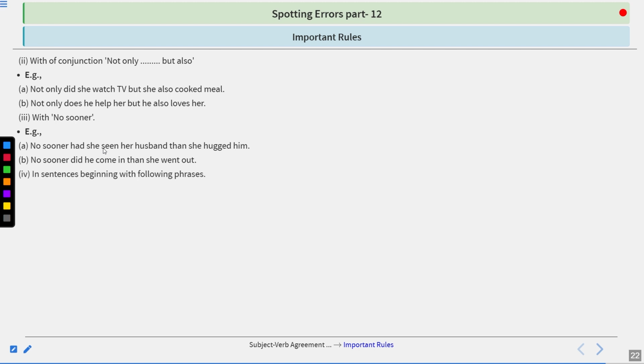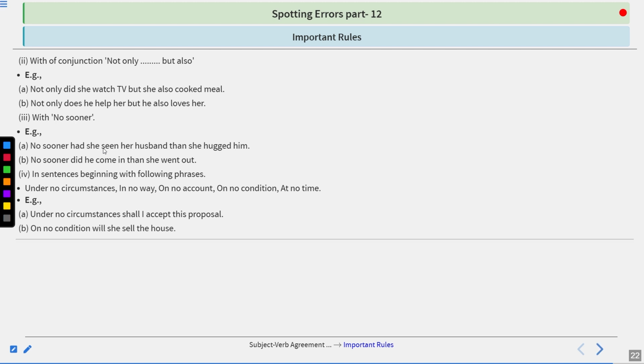In sentences beginning with the following phrases: under no circumstances, in no way, on no account, on no condition, at no time. So if you find these phrases at the beginning of the sentence, you have to use inversion and the inverted form of the verb. Under no circumstances shall I accept this proposal. On no condition will she sell the house.